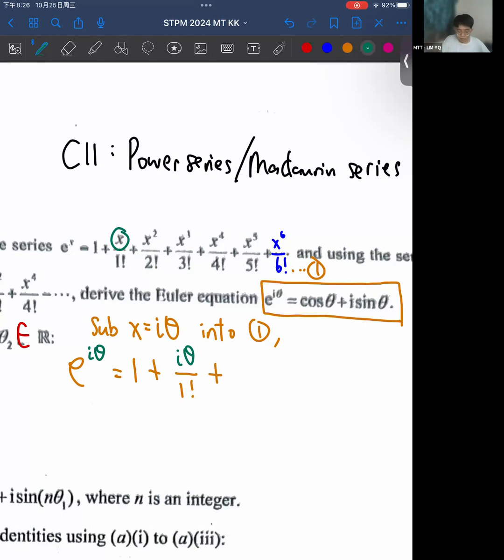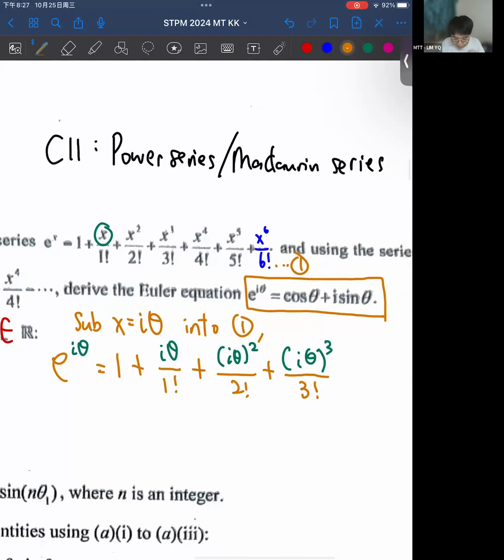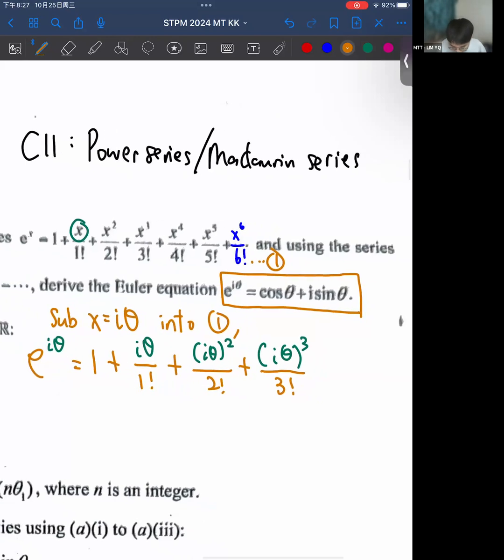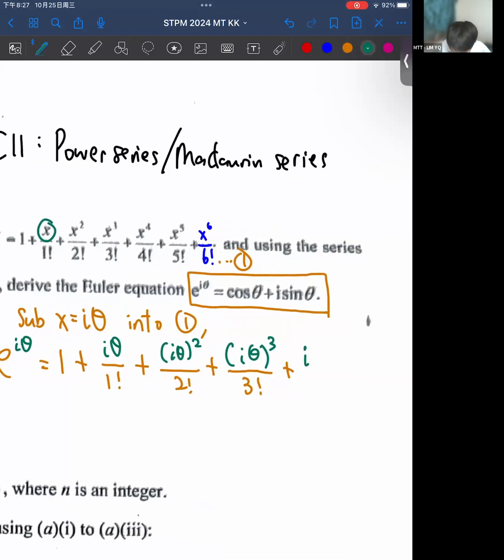x squared. So now you substitute x with your i theta. So i theta in the bracket squared. Don't forget the bracket. Bracket must have. And continue. So you have power 3. Let's say they give until power 5, so we do until power 5 and see. Because it's your first time using this, I suggest you give more. Power 4 over 4 factorial.